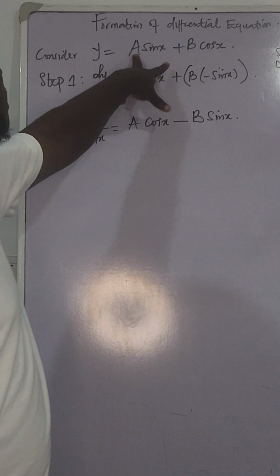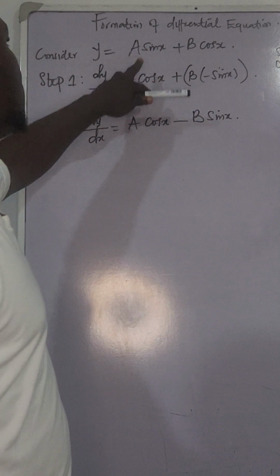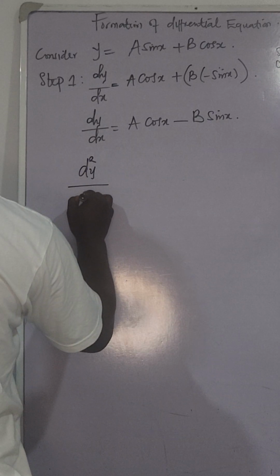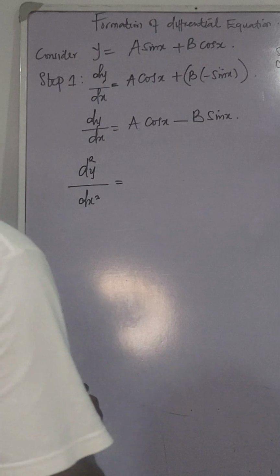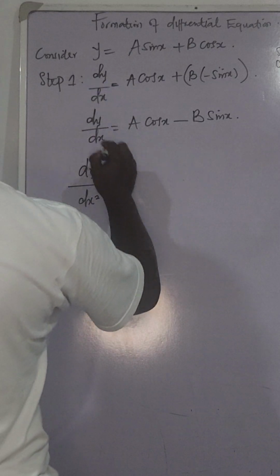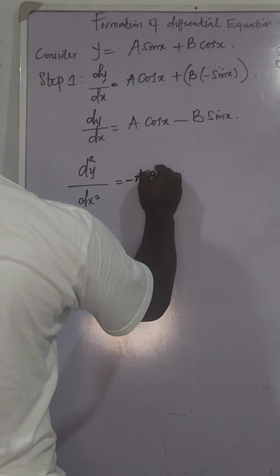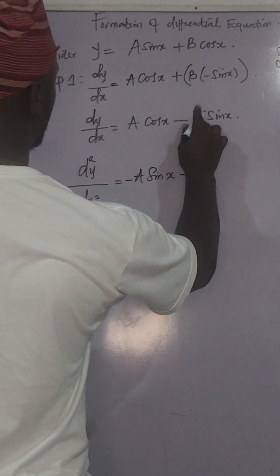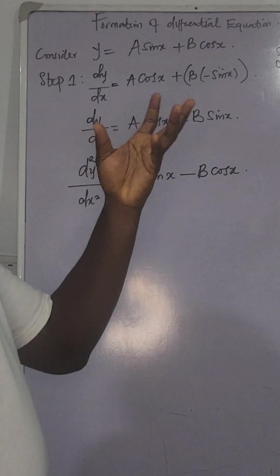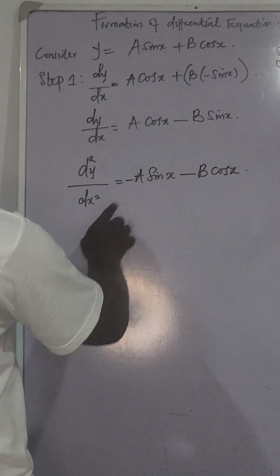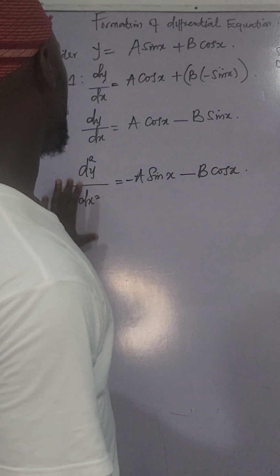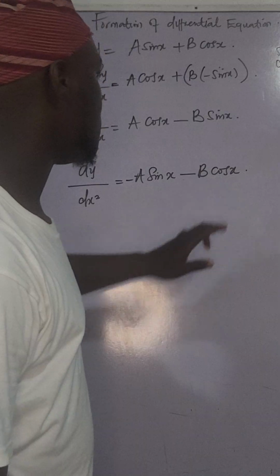Now, there is no relationship between y and dy/dx. So all we need to do now is to find the second order derivative, d²y/dx². What will happen if we find d²y/dx²? You now discover that we're going to have minus a sin x minus b cos x, because the differential of a cos is a negative sin. And so when you multiply a negative sign by a, you have a negative a sin x, minus b. If you differentiate cos, you're going to have sin. So d²y/dx² will be minus a sin x minus b cos x.